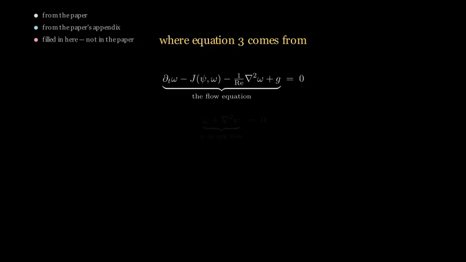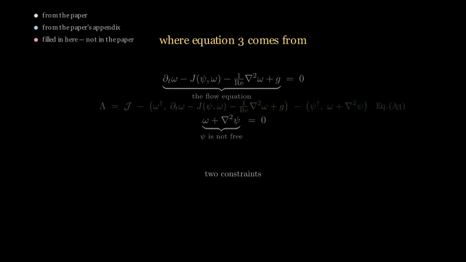Start by noticing that we are minimizing subject to two constraints, not one. The flow has to obey the vorticity equation, and the stream function is not free either. It is tied to the vorticity by that Poisson equation. Attach each constraint to the cost with its own multiplier.